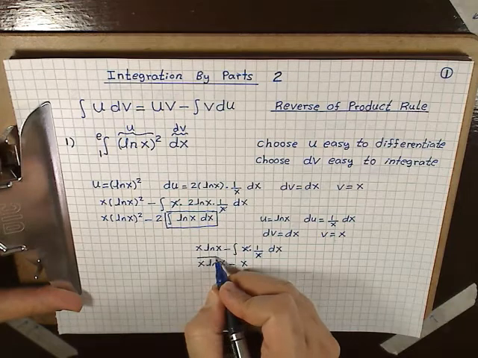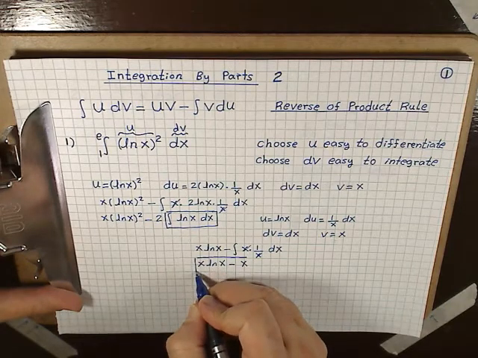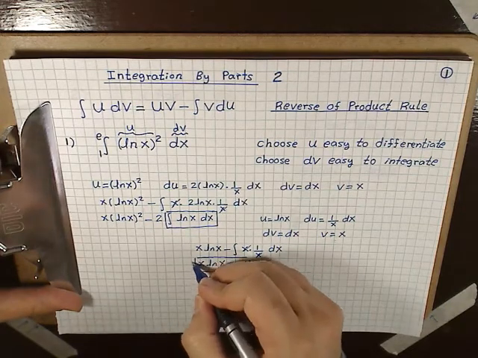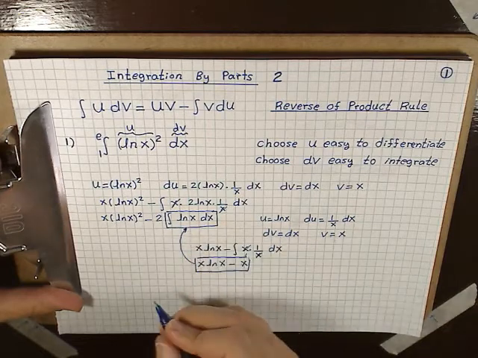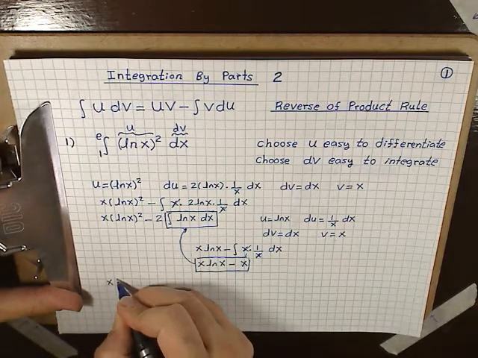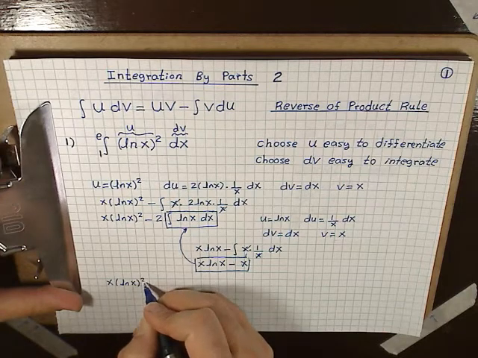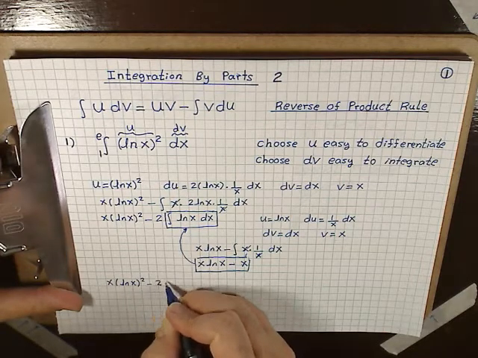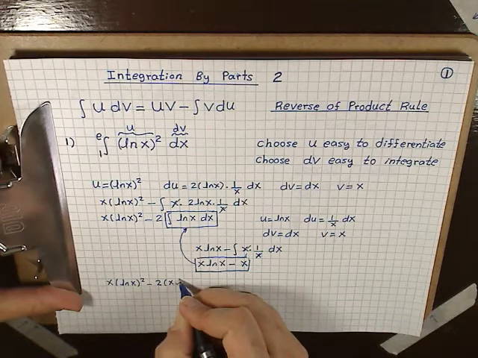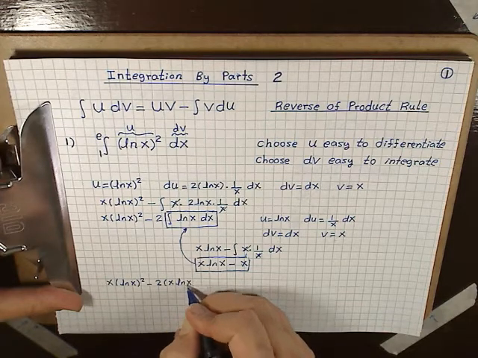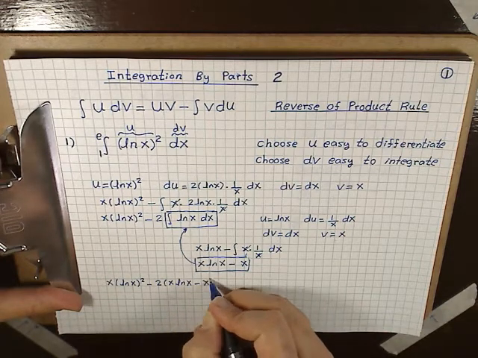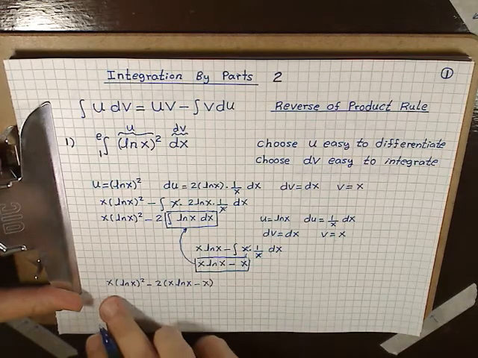So let's put that in the box and substitute it back in here. So the result will be x (ln x) squared minus 2 times x ln x minus x. Now that's the final result.